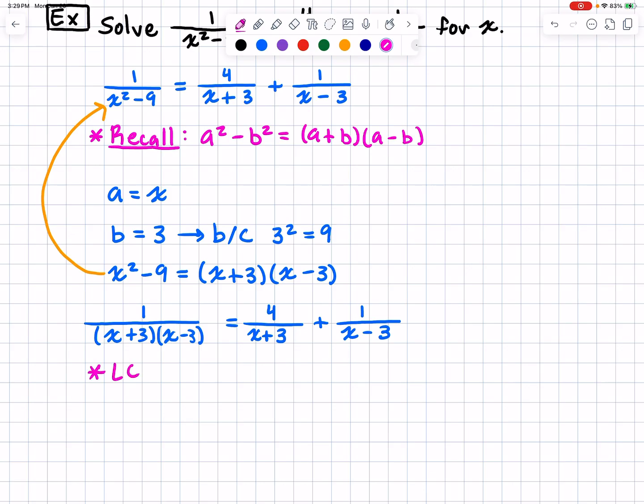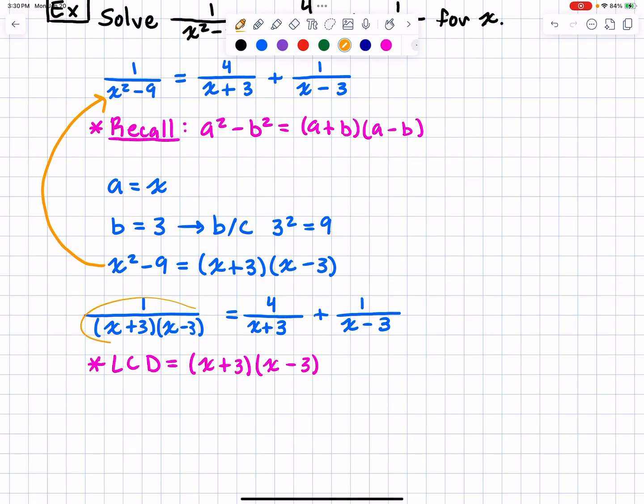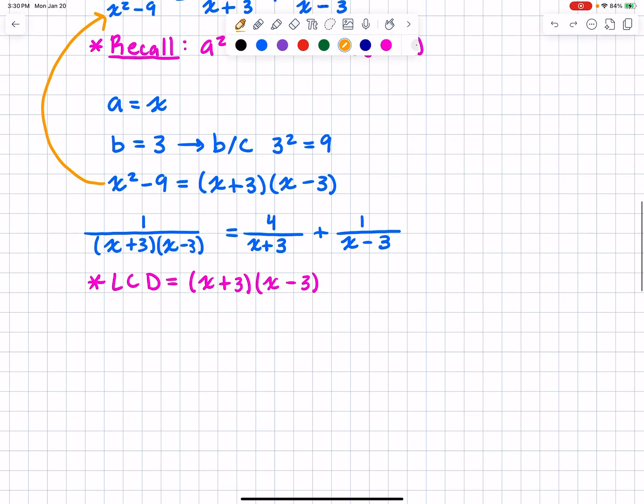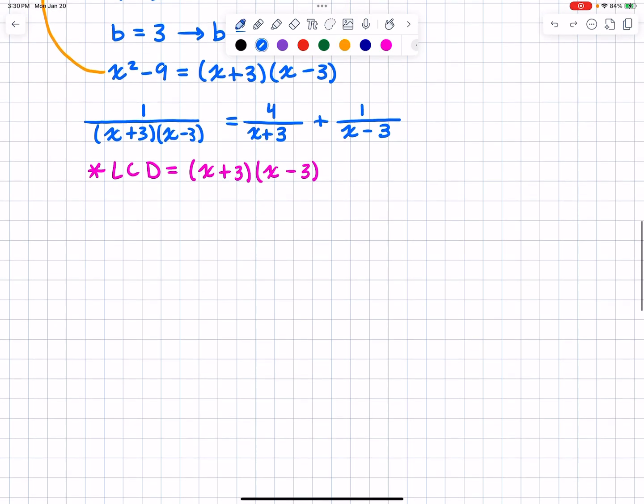So our LCD is just going to be x plus 3 times x minus 3, since they all contain a piece of one of these, right? This one on the left is just x plus 3 times x minus 3. This one here contains the x plus 3, and this one here contains the x minus 3. So that is our LCD for this situation. Now, we're going to want to multiply both sides by x plus 3 times x minus 3. So let's do that.